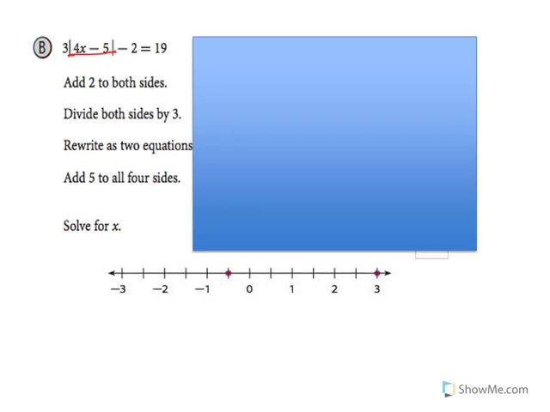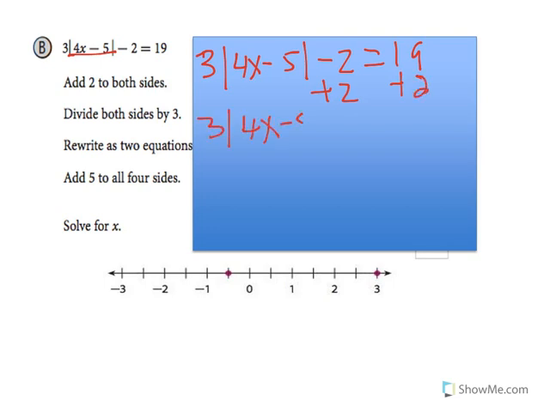Right, so then we said we have 3 times the absolute value of 4x minus 5, close absolute value, minus 2 equal to 19. So we're going to add 2 to both sides. So 3 absolute value of 4x minus 5 equal to 21. And then divide by 3. So absolute value of 4x minus 5 equal to 7.